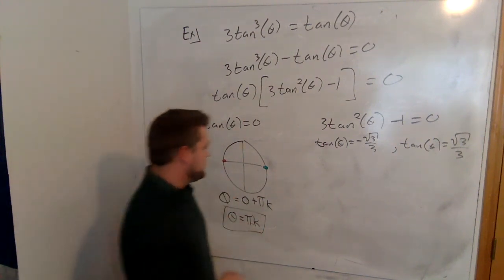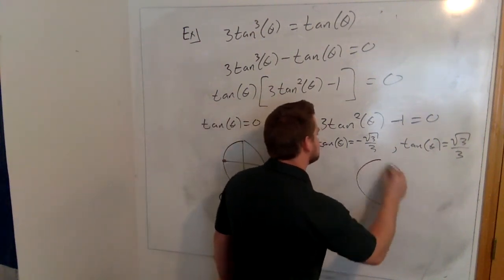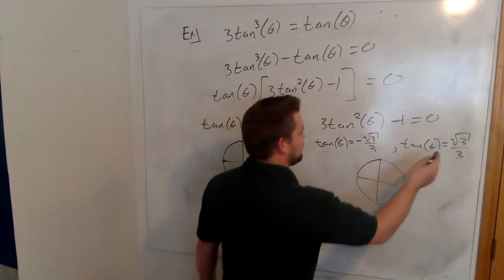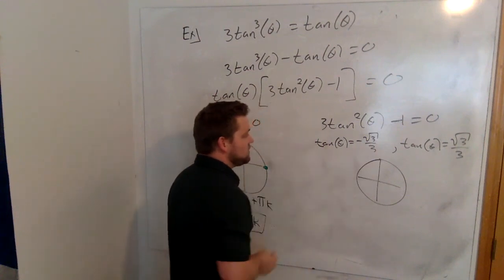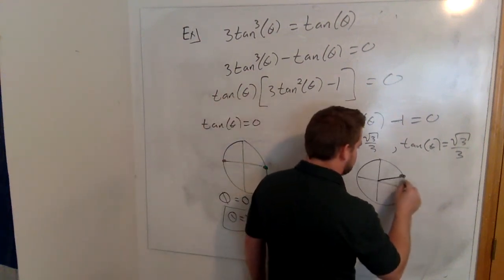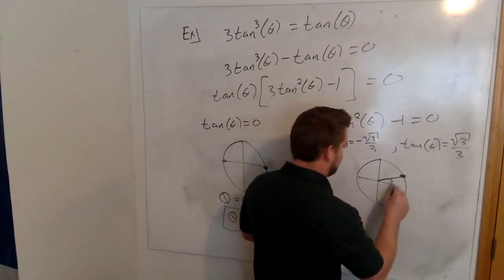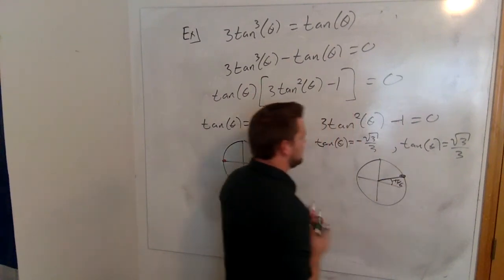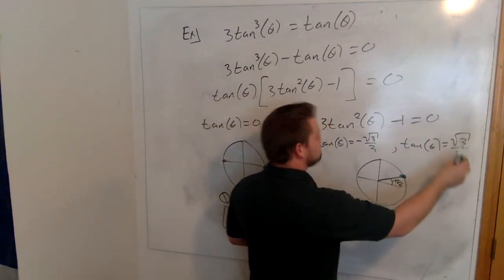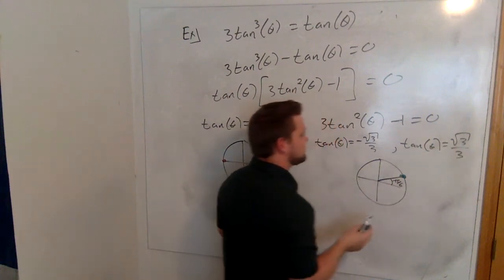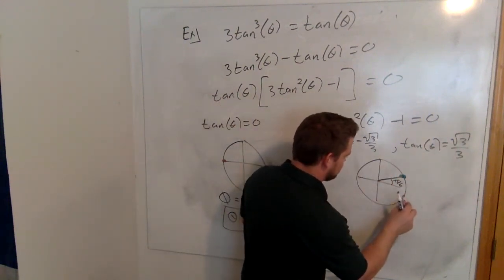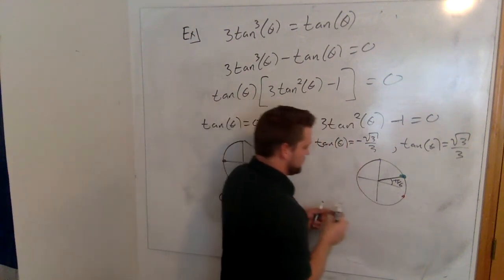Okay. Over here, we want to know when is the slope root 3 over 3 and when is it negative root 3 over 3. Okay, I think that'll be here. So that's when the angle is pi over 6. That's when we'll get the positive slope of root 3 over 3, but there's also this one here. This is when you'll get a slope of negative root 3 over 3.